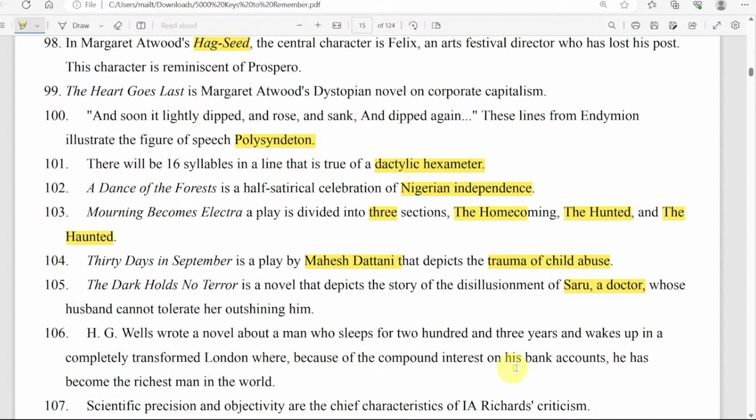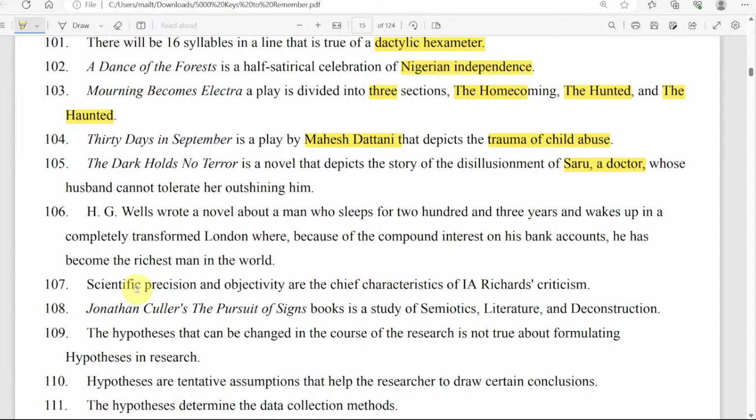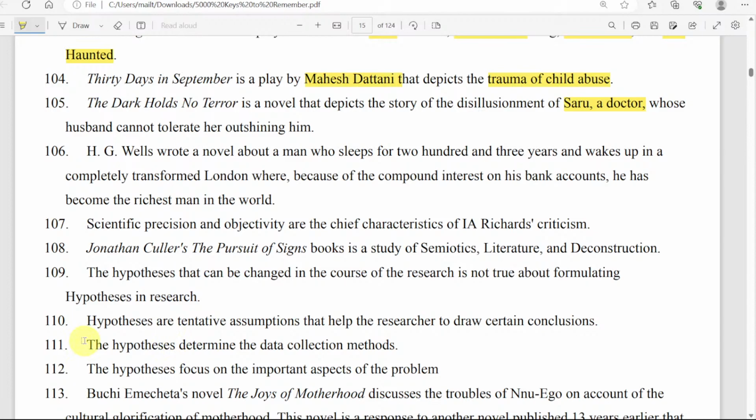That's fine. Scientific precision and objectivity are the chief characteristics of I.A. Richards' criticism. Jonathan Culler's The Pursuit of Signs is a book that studies semiotics, literature and deconstruction. The statement that a hypothesis can be changed in the course of the research is not true about formulating hypotheses and research. Hypotheses are actually tentative assumptions that help the researcher to draw certain conclusions.